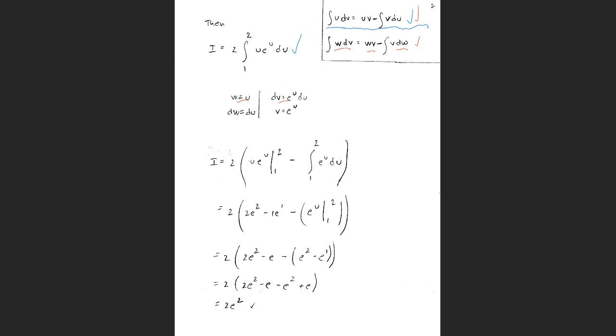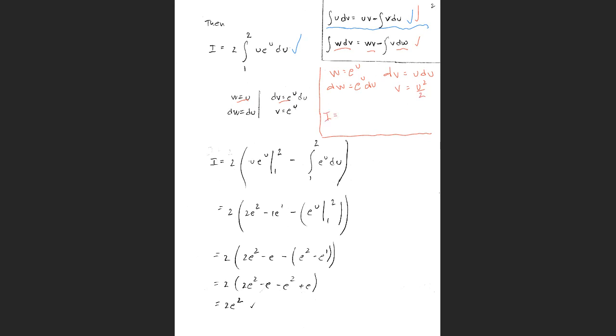Okay, Taj has. So what I'm trying to say, class, is let's say that you decide I'm going to let w equal e to the u, and I'm going to let dv equal u du. If you do that, then dw is equal to e to the u du, and v would equal u squared over 2. That's the antiderivative of u.